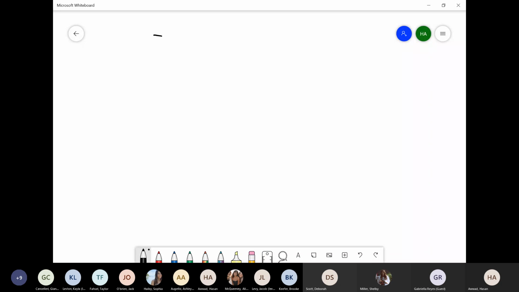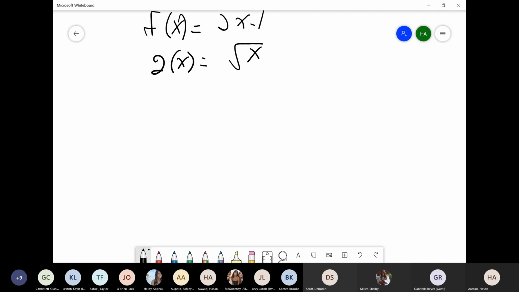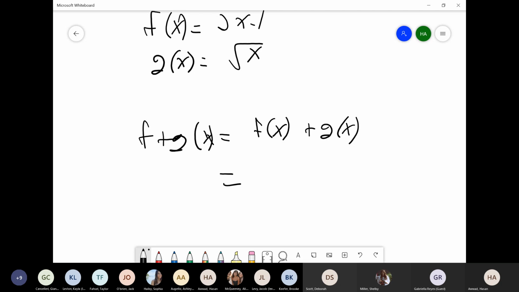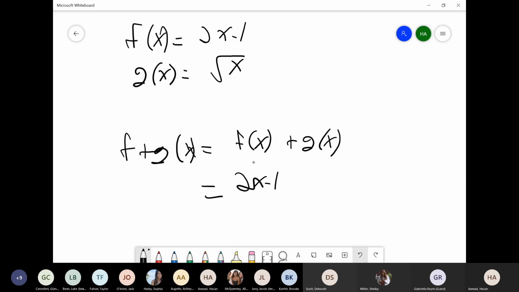There we go. Okay, so we're starting with f of x is equal to 2x minus 1, and g of x is equal to the square root of x. With this, the first thing that we have to do is the addition, so we say f plus g of x. What this really tells us is we take both of our functions, f and g, and you're adding your g function to your f function. Your f function is 2x minus 1, so you write 2x minus 1 over here. And for g, you have your square root of x, so we add the square root of x.